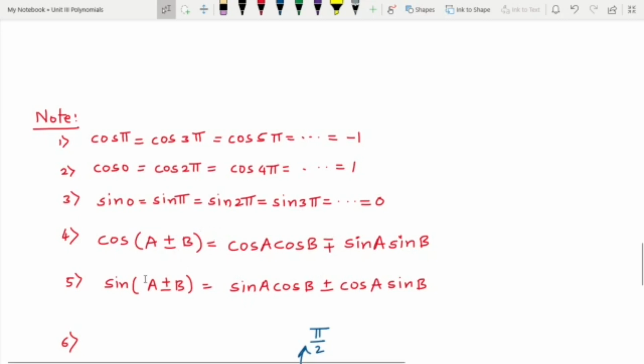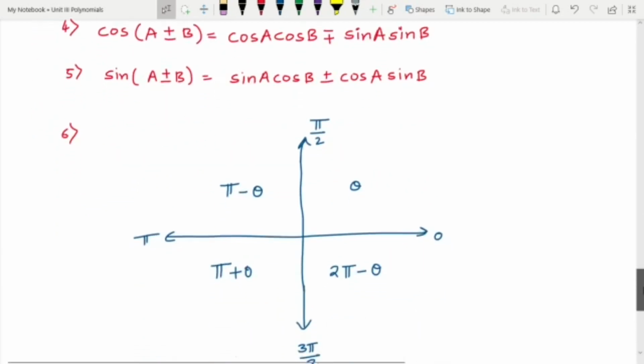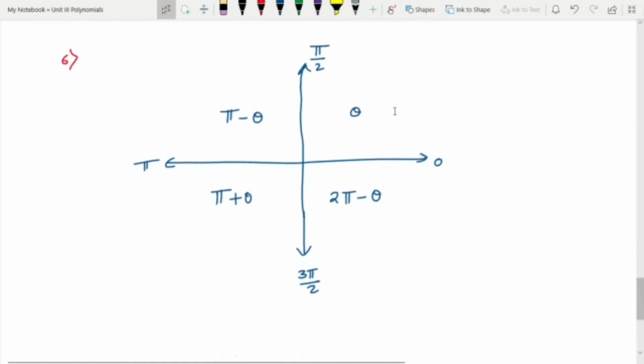Okay. Now these two formulas will be essential that we are going to use. That is cos of a plus b is nothing but cos a cos b minus sin a sin b, and cos of a minus b is nothing but cos a cos b plus sin a sin b. And what is sin of a plus b? Sin of a plus b is sin a cos b plus cos a sin b, and sin of a minus b is sin a cos b minus cos a sin b. Now next is, this table will be required. In fact this diagram will be required for us in order to find the nth roots of unity.